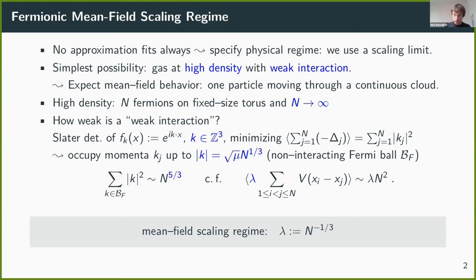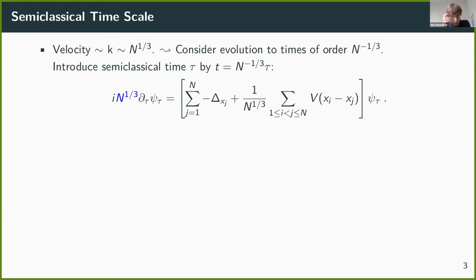Now, there's a little further twist to the story. Observe that the velocity, which is proportional to momentum, is typically of order n to the 1/3, as I just argued. So it's only natural to consider evolution up to times of order n to the minus 1/3. In order to realize this, we introduce a semi-classical time, tau, of order 1, and set t as n to the minus 1/3 tau.